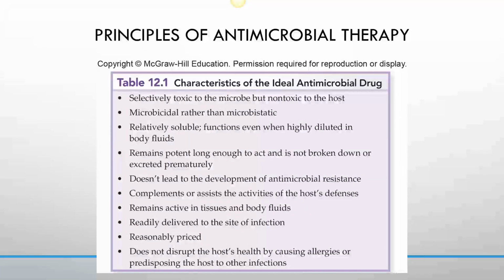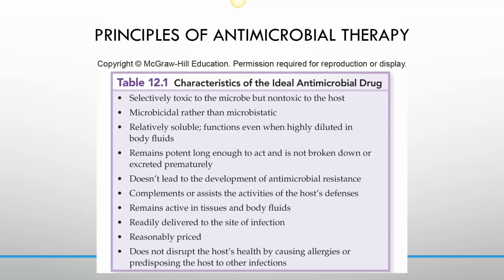So, some principles of antimicrobial therapy. Characteristics of the ideal antimicrobial drug. Now, to start, the ideal antimicrobial drug does not exist, because there's no one drug that meets all of these requirements. But we're going to talk about what these mean. So selectively toxic to the microbe but non-toxic to the host. So when we take an antibiotic, we don't want to kill ourselves, we just want to kill the pathogen.